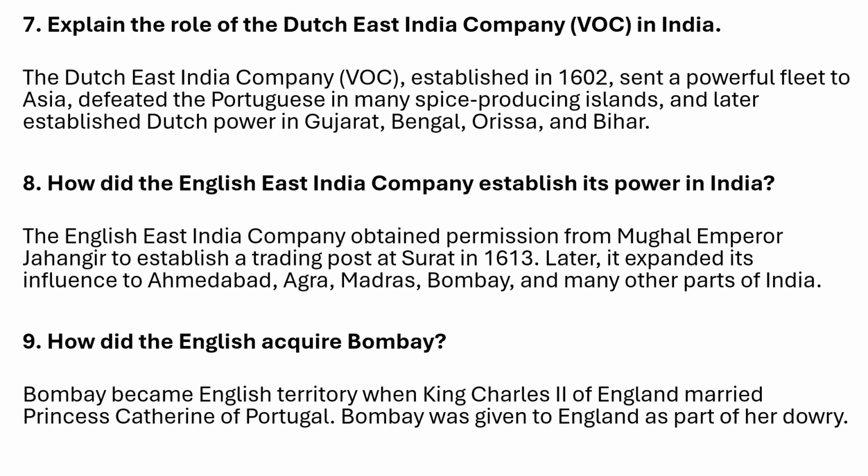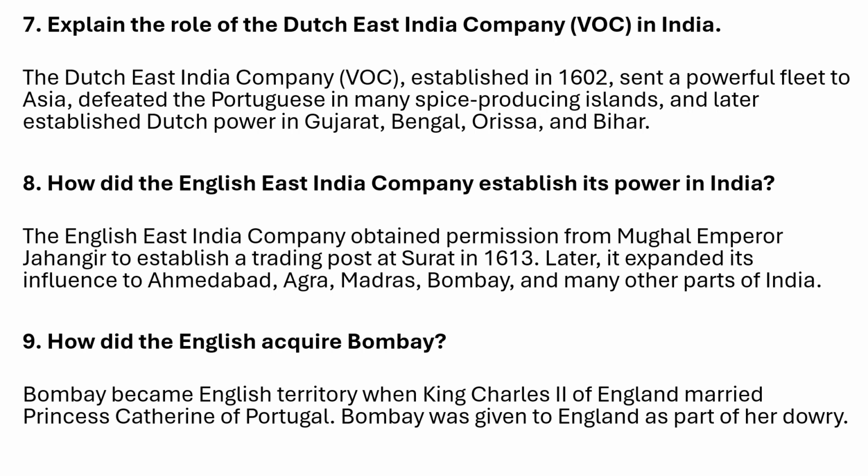Explain the role of the Dutch East India Company (VOC) in India. The Dutch East India Company (VOC), established in 1602, sent a powerful fleet to Asia, defeated the Portuguese in many spice-producing islands, and later established Dutch power in Gujarat, Bengal, Orissa, and Bihar.